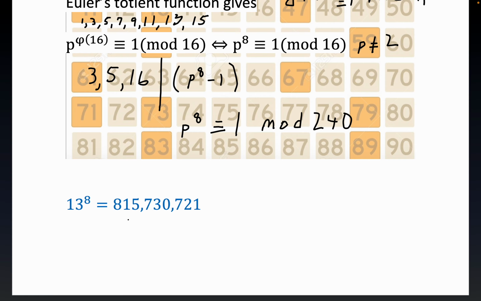Notice that 13 to the 8th, I just used a calculator here. 13 to the 8th is equal to 815 million, and so on. Now, 13 to the 8th minus 1 is going to equal, I'll go ahead and write it down, 815,730. And then when you subtract 1 from that last part, you'll get 720, right?